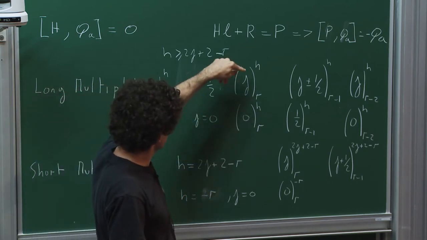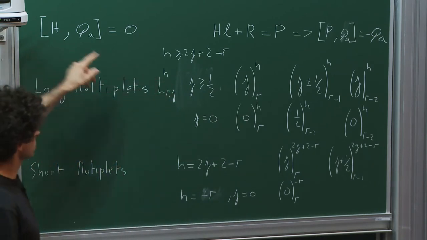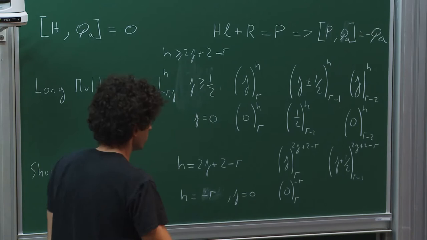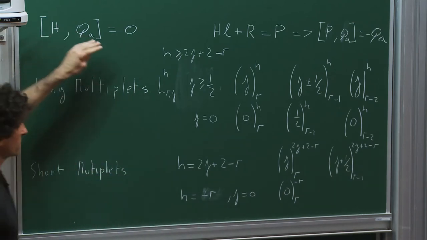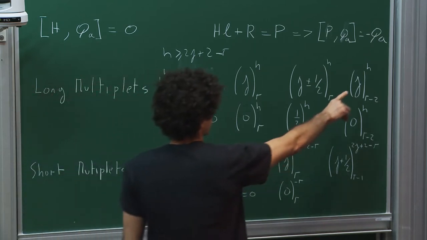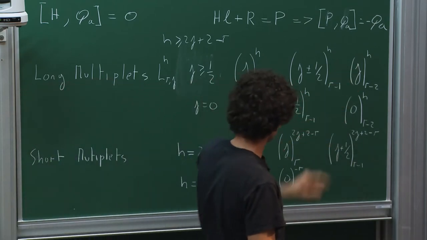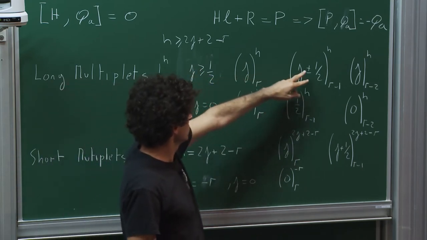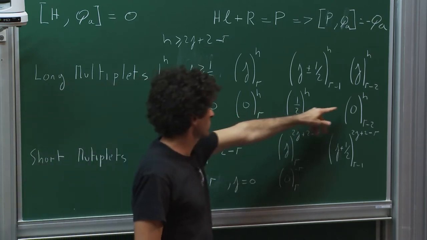And so there is an entire multiplet of spin j with R charge r, and the value of H equals little h. And then there will be two multiplets, one with j plus a half and one with j minus a half, and the R charges are shifted by one, but the same value of h, because all the supercharges commute with H, so H always stays the same. And then finally, at level two, there is another multiplet with spin j and R charge r minus two. This is fine for j greater than or equal to a half. When j is equal to zero, you lose the multiplet which would have j minus a half, and you're left with this.